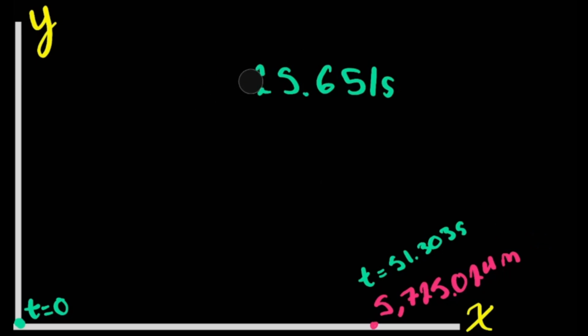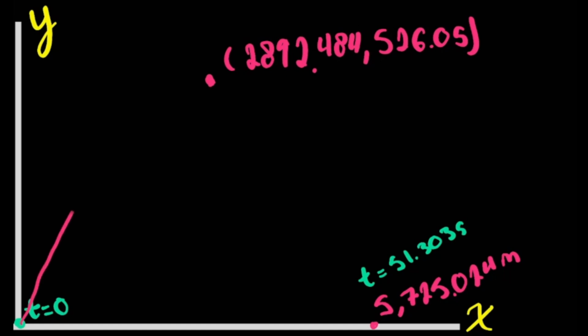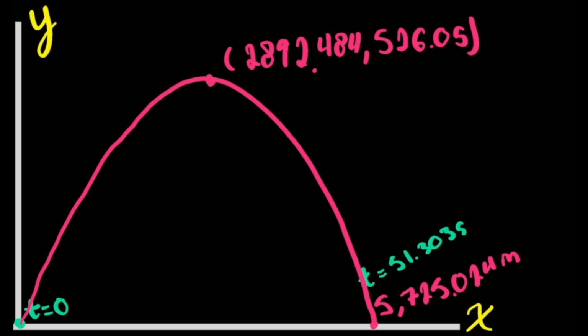Plugging this value into our equations from earlier, we get a point value of, roughly in the center, 2892.484 on the x, and 526.05 on the y. Now we can graph, very horribly, our parabola, and that is our flight path.